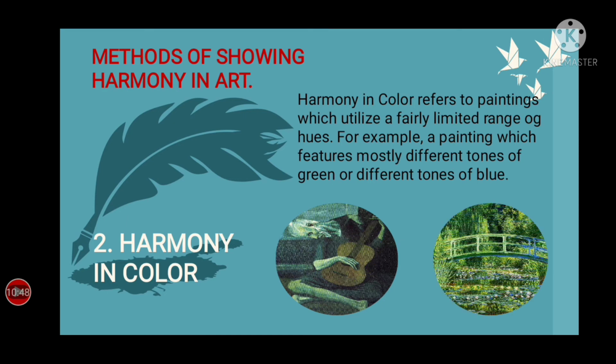And another example is Monet's painting. This demonstrates harmony in color with mostly green. Ayan, makikita natin the green one and the blue one, which has dominant yung blues of flowers, and dito sa right side ng bridge. So this artwork of Monet is known as an analogous color scheme. So this is what we call harmony in color.